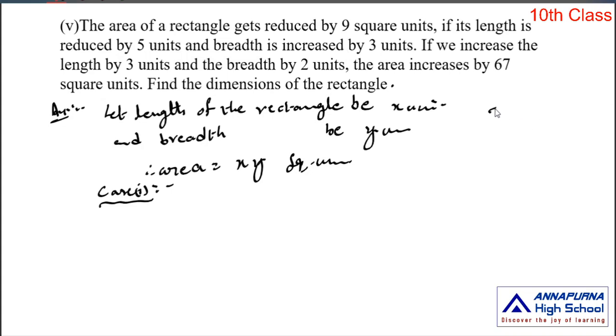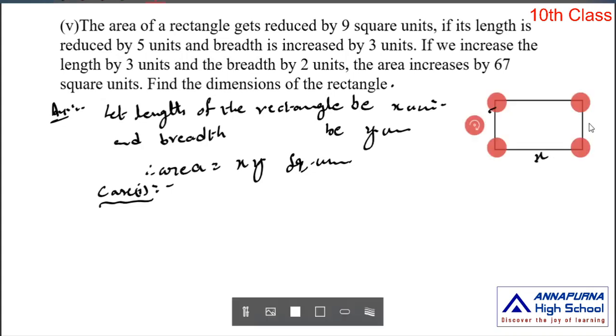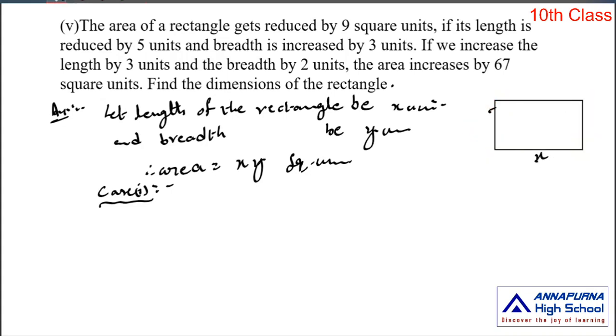So actually this is the original rectangle. Length is x units and breadth is y units. This is the original rectangle. Therefore its area is xy square units. But in the first case we see some changes in length and breadth. In the first case, length is reduced by 5 units and breadth is increased by 3 units. So this is the resulting rectangle when you change the length and breadth.